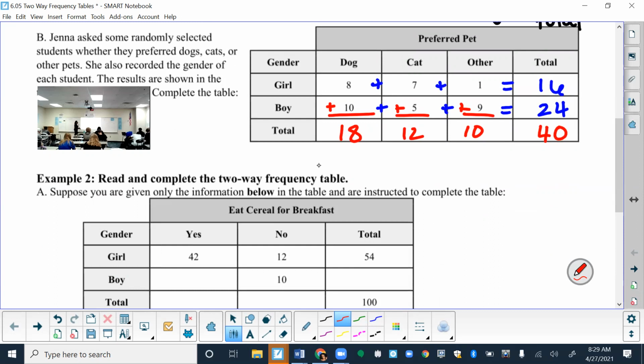All right, these ones down here I think are a little more fun. I think it's kind of like Sudoku, if you play that little puzzle. But now there are different parts that aren't filled out. But knowing that the rows add up and the columns add up, you can fill in information in the table. So, reading and completing a two-way frequency table.